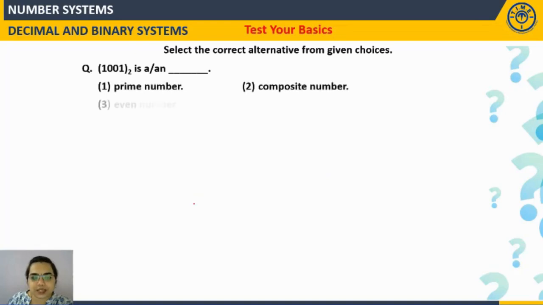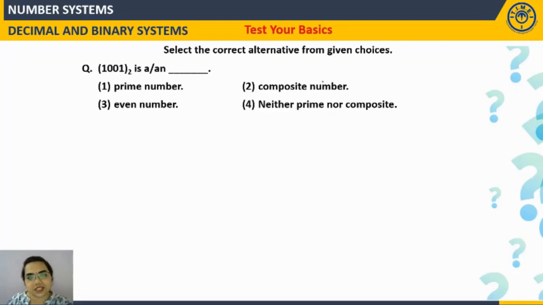1001 to the base 2 is a dash. The options are prime number, composite number, even number, neither prime nor composite. So what is this number 1001? You have to check if it is a prime number, composite number, even number, or neither prime nor composite. So how are we going to check that? We need to convert this into the decimal form.